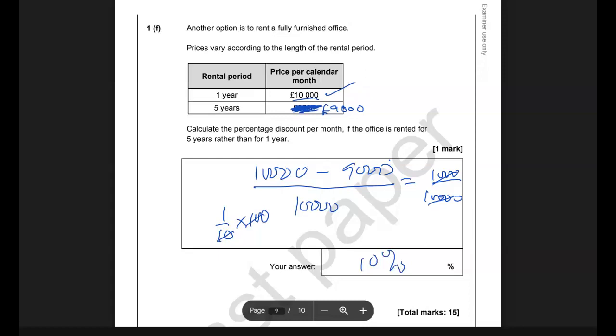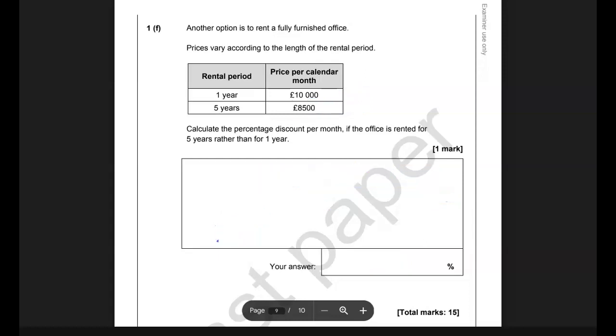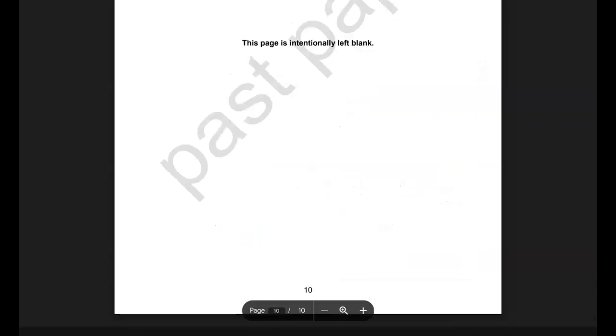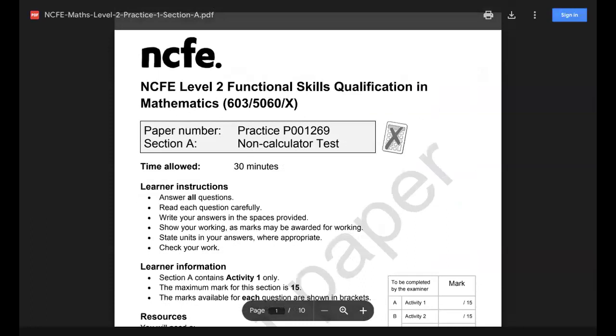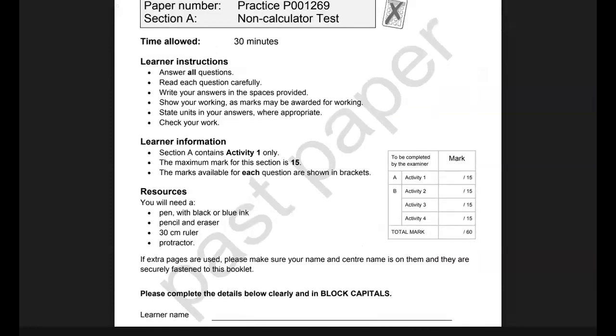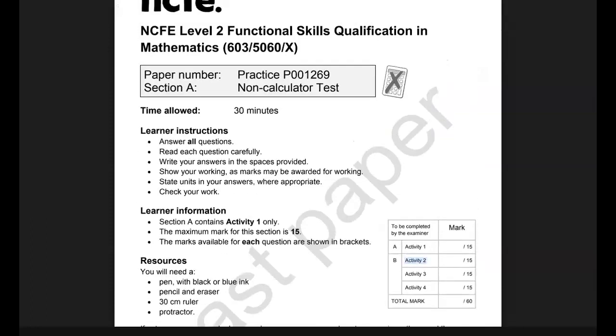So this is like walking through past questions about functional skills. It's very important that you know exactly what to expect in the exam. So this is just part one. It's non-calculator. Can you see? The activity is just 15 marks. So you still have activity 2, activity 3, activity 4 that we have to go over when next we meet.